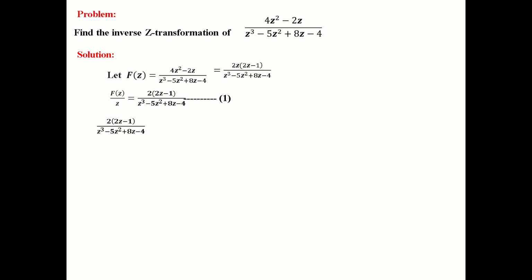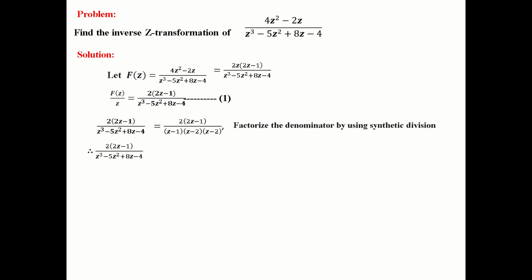Consider 2(2z − 1)/(z³ − 5z² + 8z − 4). Factorizing the denominator, you will get (z − 1)(z − 2)(z − 2). You know how to factorize the cubic polynomial. Synthetic division you can use, that is the easiest one. By synthetic division you can easily find the factors of the cubic equation, whatever the degree.